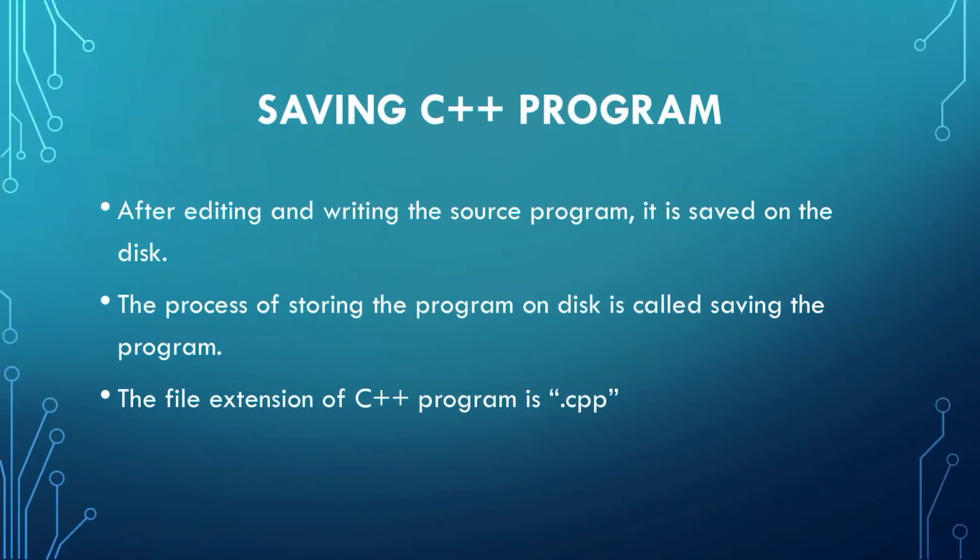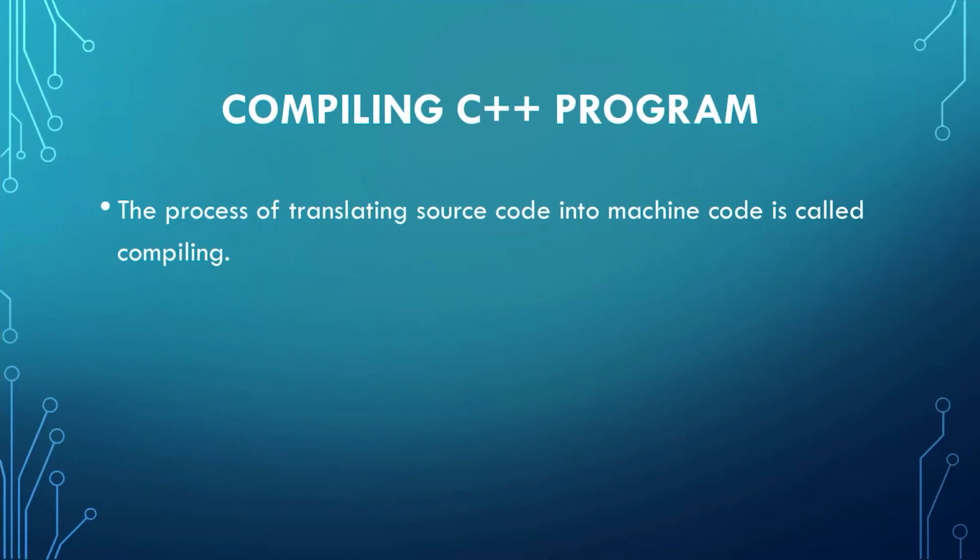First of all, we are saving that program. So after writing or editing the source program, it is saved on the disk. The process of storing the program on the disk is called saving the program. The file extension of C++ source program is .cpp. Obviously, when you have written a program, the file that is actually the source code must be saved and its extension will be .cpp.